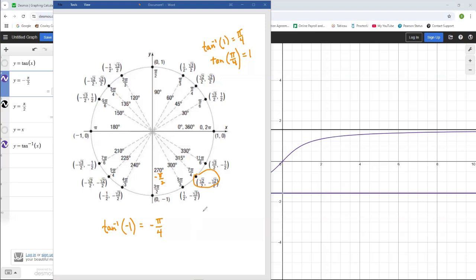Okay, and just one more example. Let's come up here and let's take the square root of 3 over 2 and divide it by 1/2. Okay, so that's this one, right? Well, that'll simplify to the square root of 3. So if we ask for the inverse tangent of the square root of 3, it's going to be the pi/3 angle.